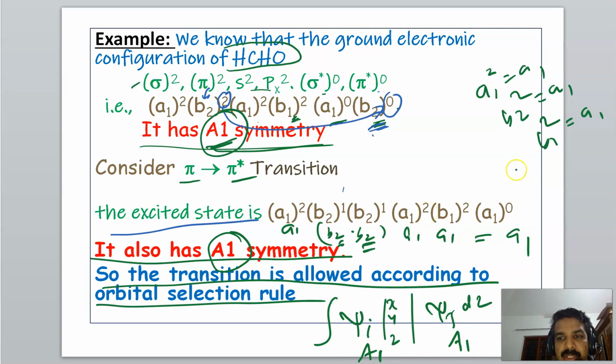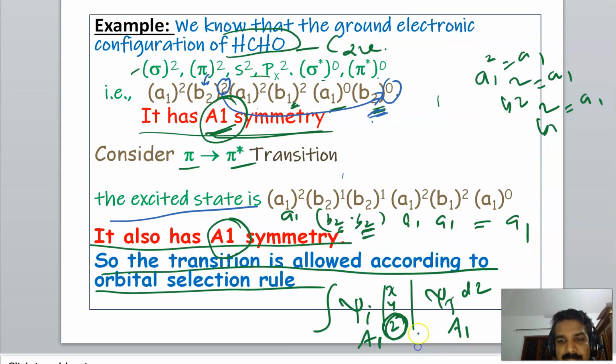And by looking at the character table of C2V, HCHO is C2V point group, by looking at the character table of C2V point group, the z coordinate transforms as a1. So a1 into a1 into a1, and that is equal to a1. So it is totally symmetric. So the transition is probable according to orbital selection rule.